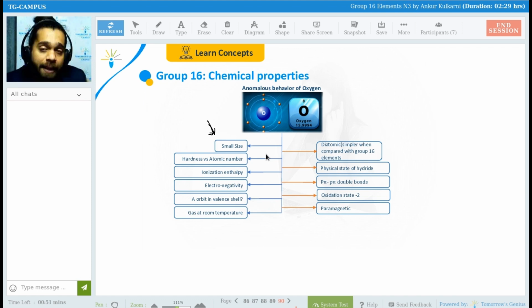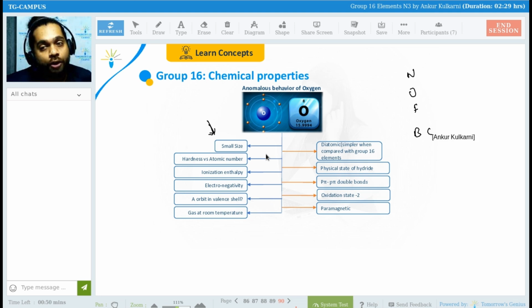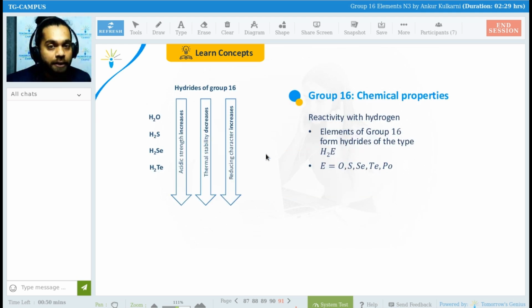So that is the same case with nitrogen, the same case with oxygen, the same case with fluorine. All of them, the first elements, boron, carbon, nitrogen, oxygen, fluorine, the size is very small. And they do not have d orbitals. So that's why they behave anomalously. Is it clear, everyone? Come on, give me yes or no. Is it clear? Yes, I hope it is clear.